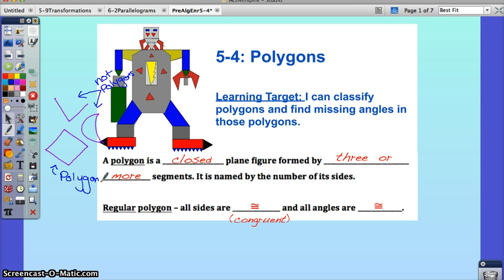A regular polygon, then, is where all sides are congruent and all angles are congruent. So you could have a regular triangle. A triangle is a polygon. And we talked about these types yesterday, where the sides could be congruent and the angles could be congruent, and that would be an acute equilateral triangle. So that's just one type of regular polygon. We're going to see some other regular ones today. Fill in these missing words, and then let's move on.